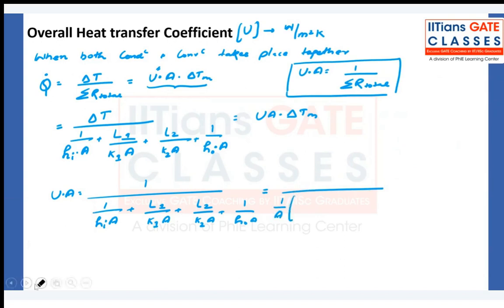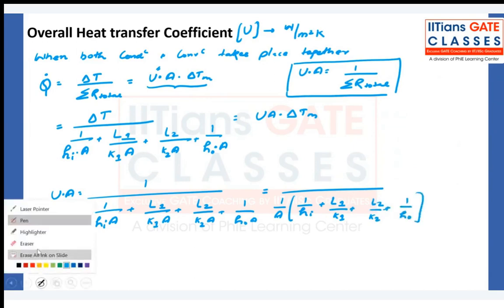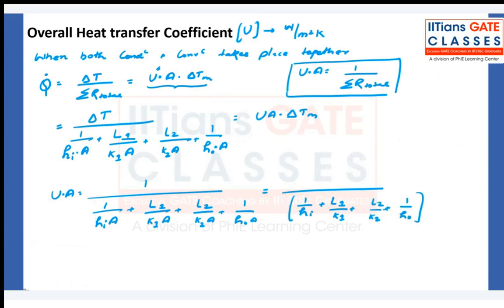Just one second, let me write this completely. Then I'll take the area on the upper side: 1 upon h_i plus L1 upon K1 plus L2 upon K2 plus 1 upon h_o. Now because the area is constant, I can write the area here.